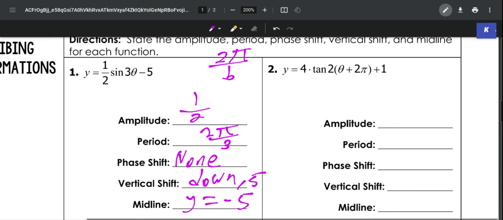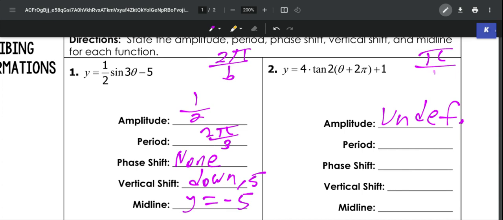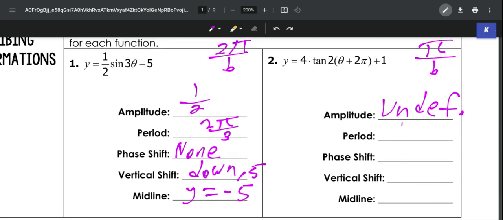All right, let's look at number 2. We have tangent here. Our amplitude for tangent is always undefined. Now our period comes from B still, except it changes a little bit. The period for tangent is pi over B. B here is just whatever's multiplied in front of theta. Theta is in parentheses, but this 2 is still multiplied right in front of theta. So 2 is B, so our period is pi over B.